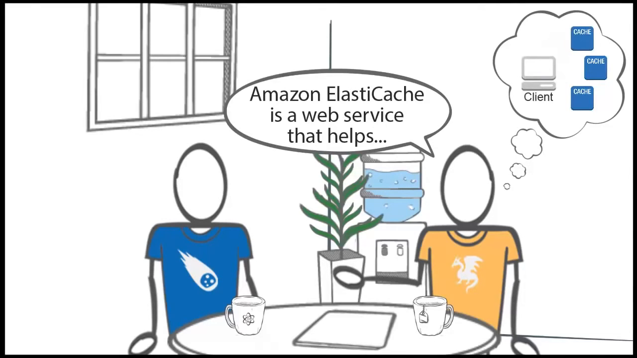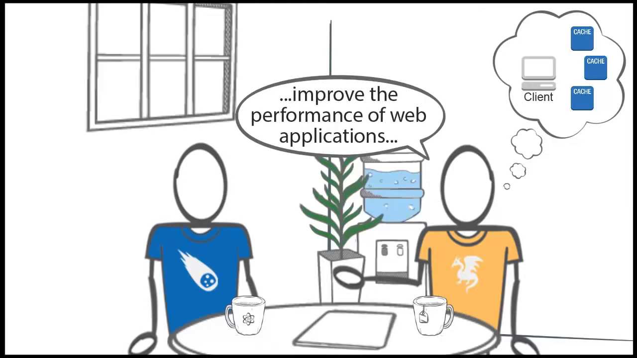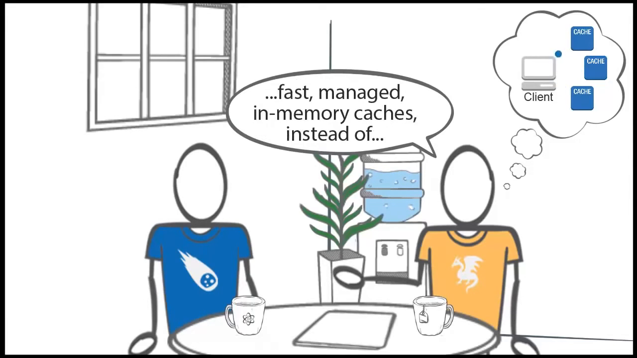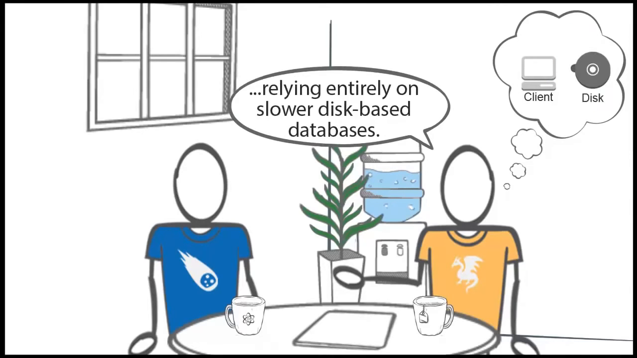Amazon ElastiCache is a web service that helps improve the performance of web applications by allowing you to retrieve information from fast, managed, in-memory caches, instead of relying entirely on slower disk-based databases.